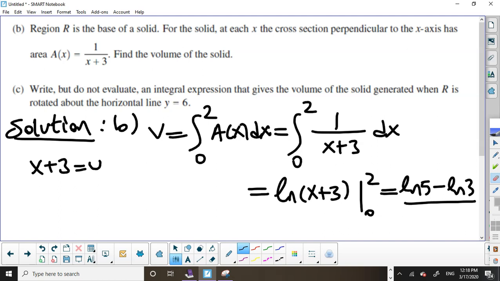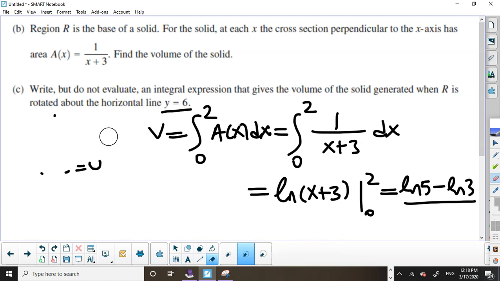So part C, let's move on to part C. It says, write but do not evaluate an integral expression that gives the volume of the solid generated when R is rotated about the horizontal line y equals 6. Okay, so let me clean up the board first, and then let's focus on part C.